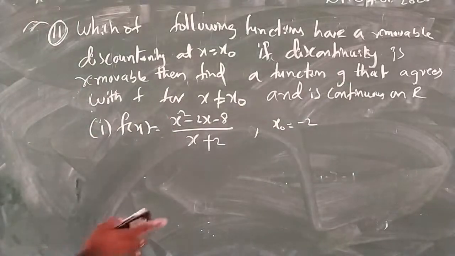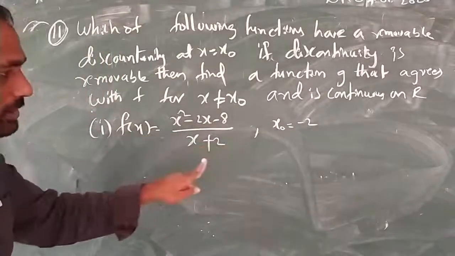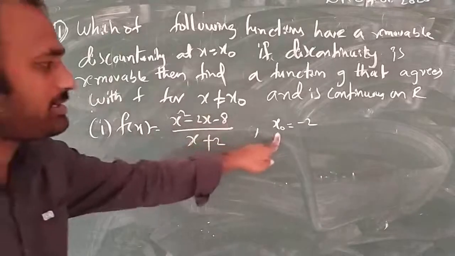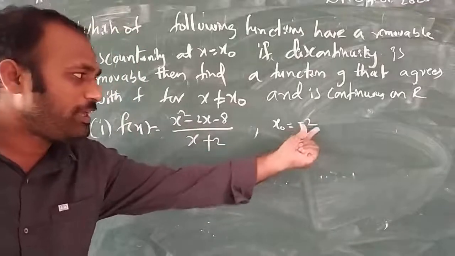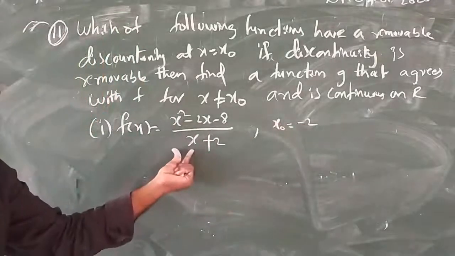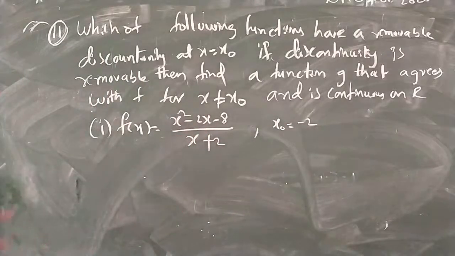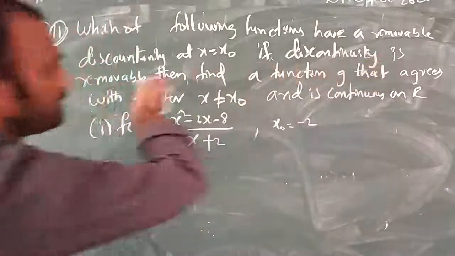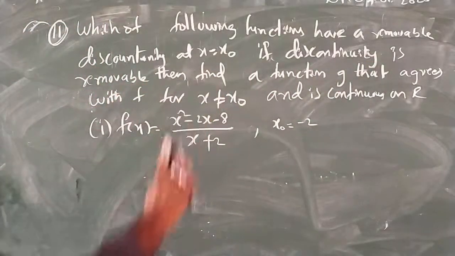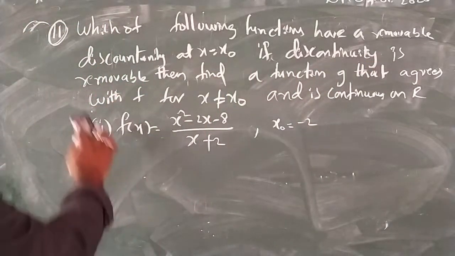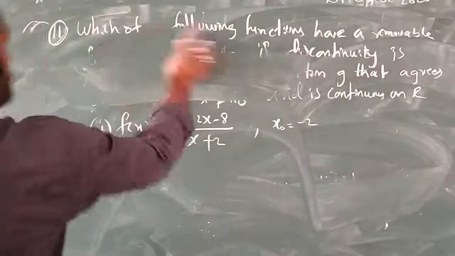So in this, we know that the function is discontinuous at x naught equal to this value. If I put minus 2 in this, minus 2 plus 2 will become 0, so the function will be discontinuous. In this case, we need to remove it and find a function which is going to agree with this value. So let us find a value which is going to agree.